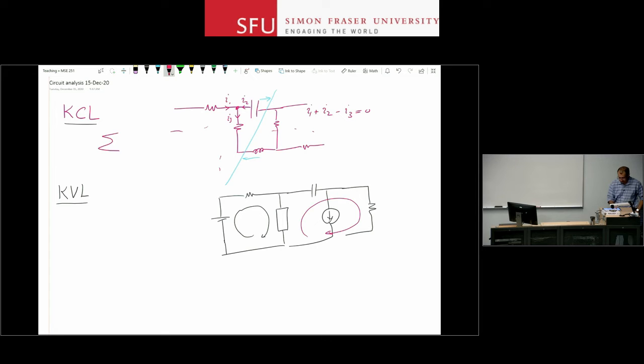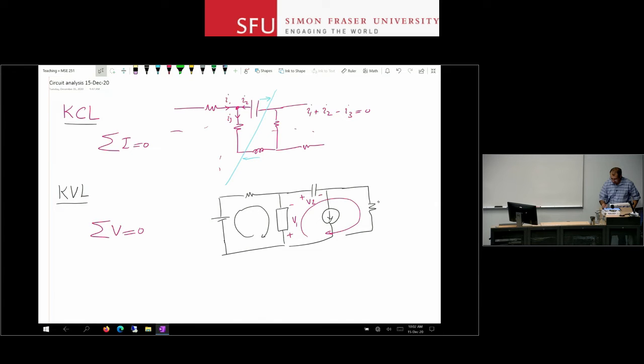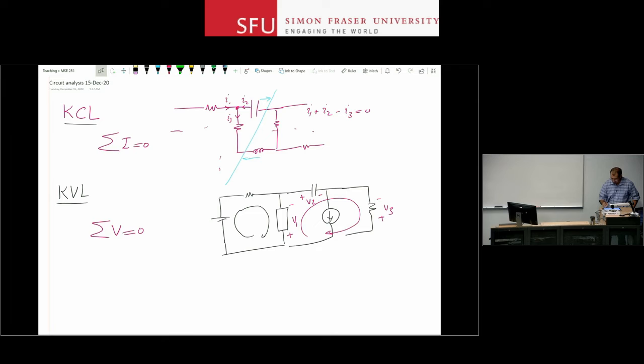So for KCL, the sum of the currents that enter and leave the node is 0. For KVL, the sum of the voltages is 0. So if I call this V1, this V2, and I choose this to be V3, then going around that loop, it's V1 plus V2 minus V3 is 0. So that's what KVL tells us. And now the question I have for you is, why does KVL hold? What do you think is the physical reason behind KVL?